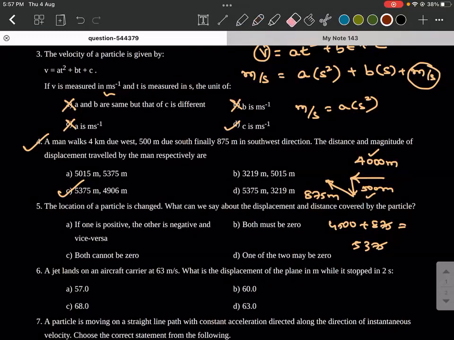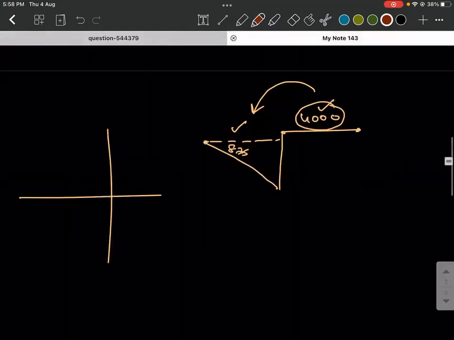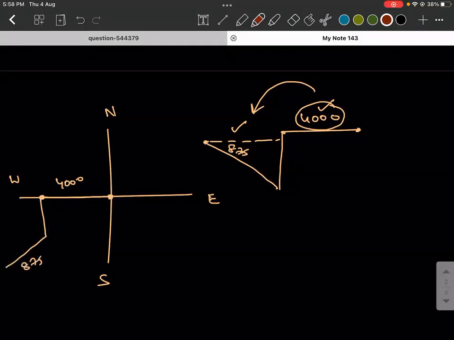Actually, there is a mistake I didn't check. See, if you take the basic system, this is north, south, east, west. Which is southwest? I drew the diagram completely reversed. You never told me. So the person is starting here. He traveled this distance of 4,000, this by 500, and this distance by 875. So you need to find, if this is 45 degrees, okay.